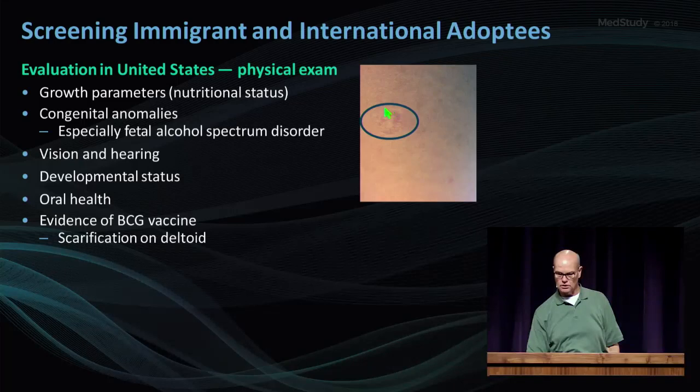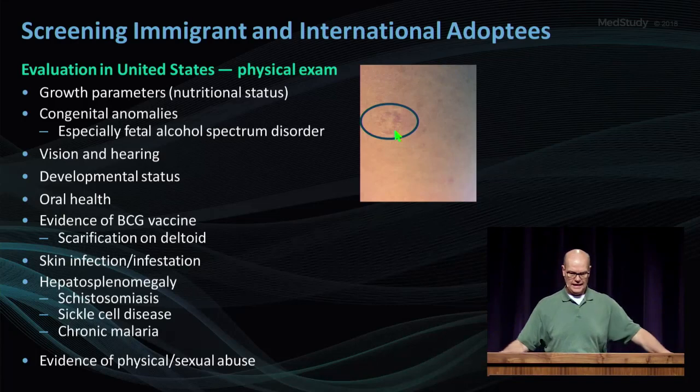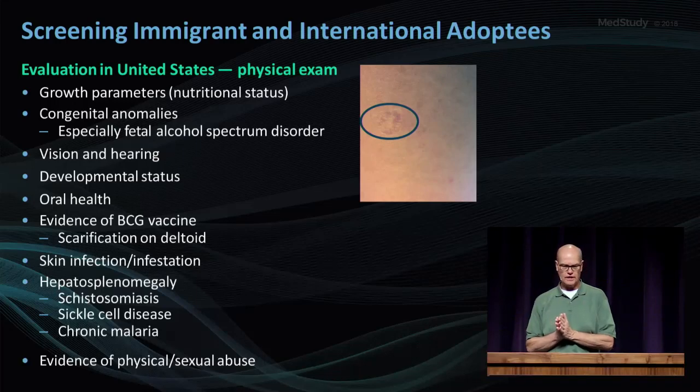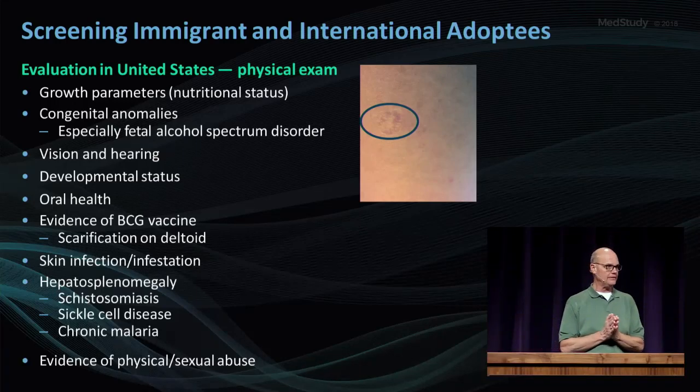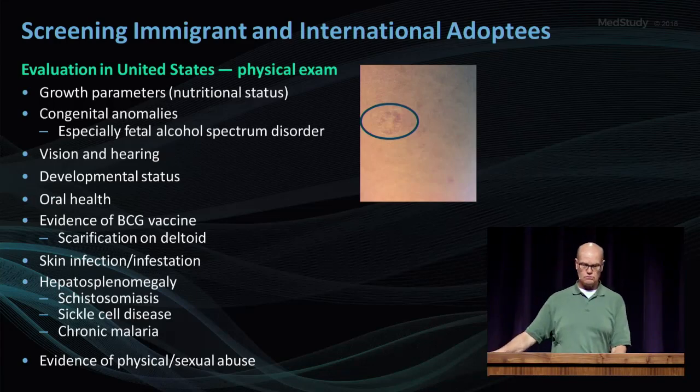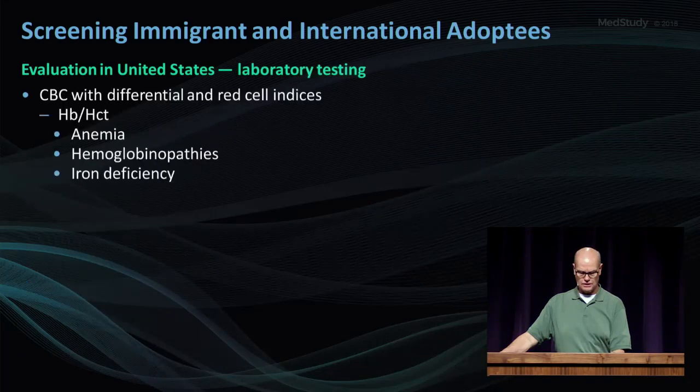BCG vaccine is probably going to look like this, just a little bit of a scar. And obviously check for any skin infestations, and be careful to evaluate for evidence of hepatosplenomegaly, which could be consistent with a parasitic infection or sickle cell disease, depending upon their age. Remember, most children with sickle cell will auto-infarct their spleen by around 4 years of age, and chronic malaria will also cause hepatosplenomegaly. The exam for physical and/or sexual abuse, unfortunately, needs to be performed as well.